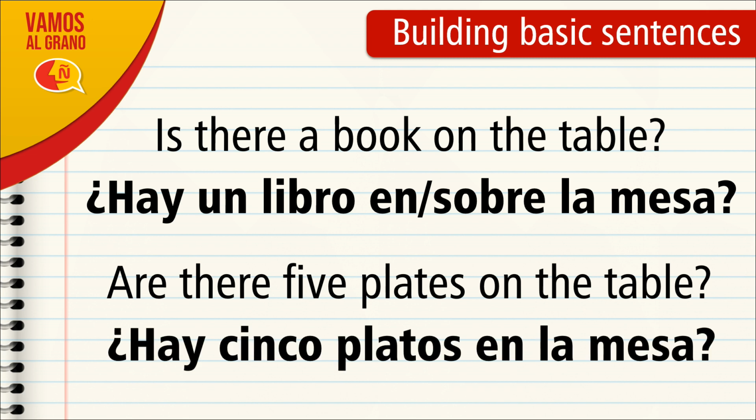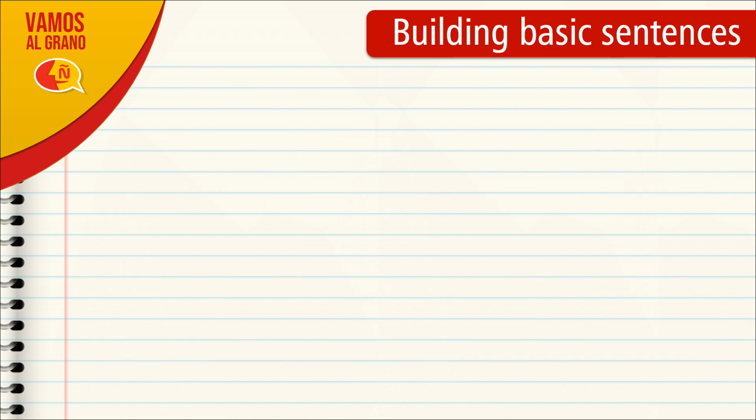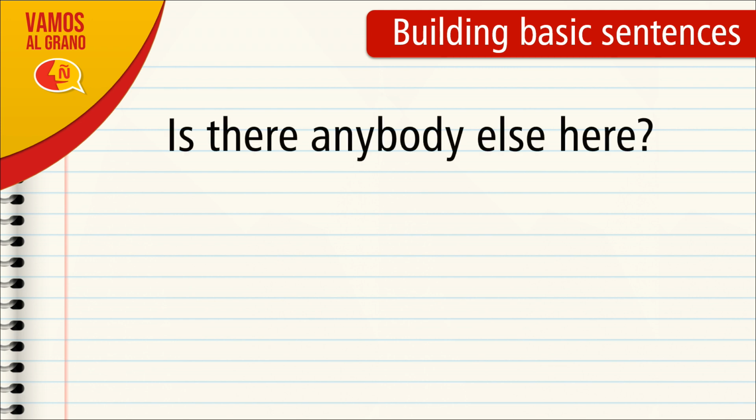¿Hay 5 platos en la mesa? ¿O hay 5 platos sobre la mesa? So now we have seen the affirmative way, the negative way, and the interrogative way of hay, okay? Let's keep practicing a little bit now with some questions and some answers. Ahora vamos a practicar con algunas preguntas y algunas respuestas de frases que pueden ser muy útiles en momentos prácticos de nuestra vida cotidiana. So how would you ask this in Spanish?